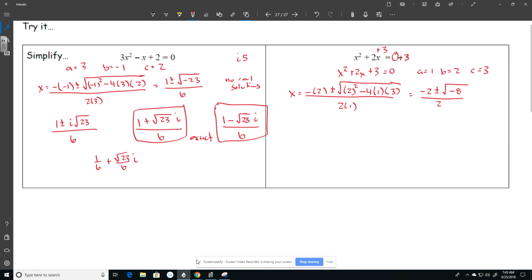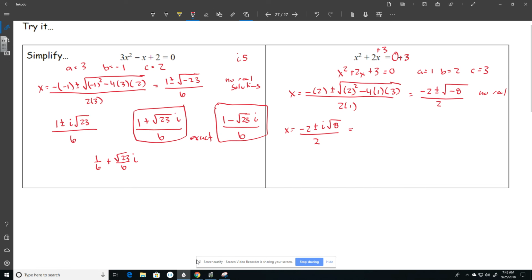So here's where I want to get rid of this. There's no real solutions. So for my imaginary ones, I'm going to change this to plug in an i. So x equals negative 2 plus or minus, instead of the square root of negative 8, I want i times the square root of 8, divided by 2.